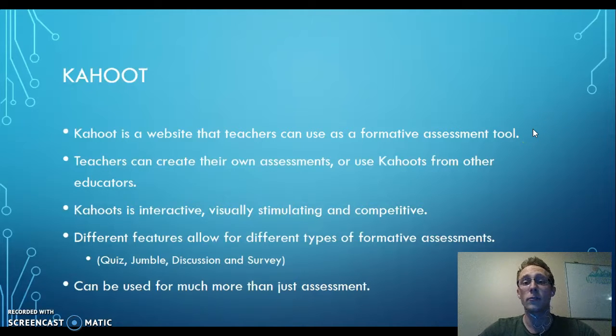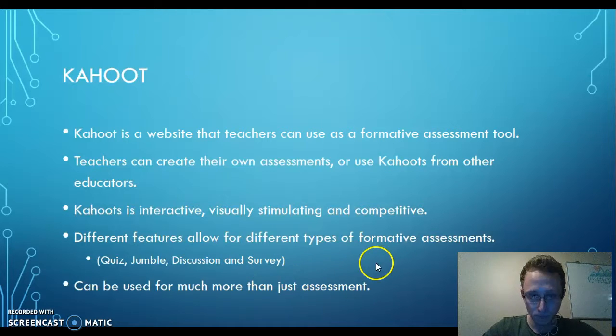Kahoot has a lot of different features that you can use. You have a quiz feature, which is a series of multiple choice questions that you get immediate feedback from. You have Jumble, which is a new feature that Kahoot just started offering. It's a question where you put things in order, so if you have a timeline question or a how big versus how small question, that's something you can do. Discussion allows students to type in and respond to certain questions, and a survey just gathers information from the students.